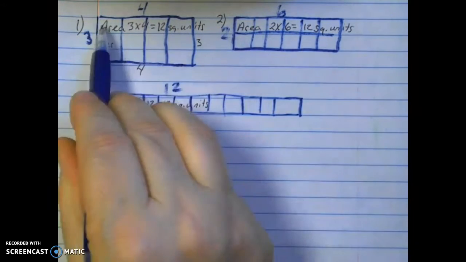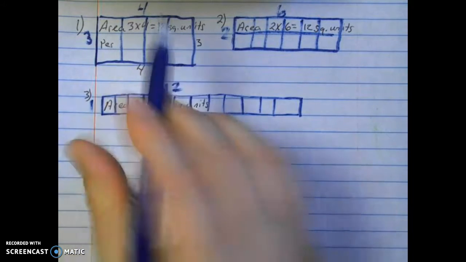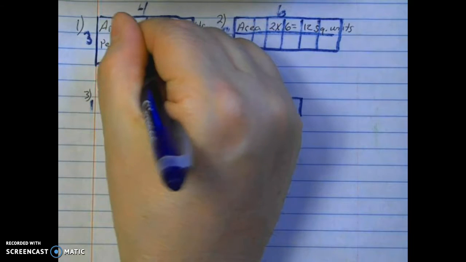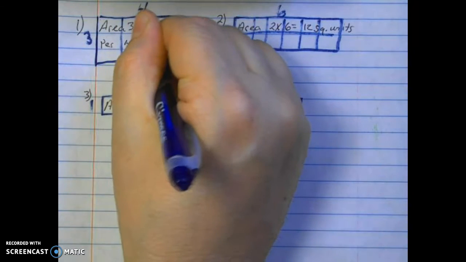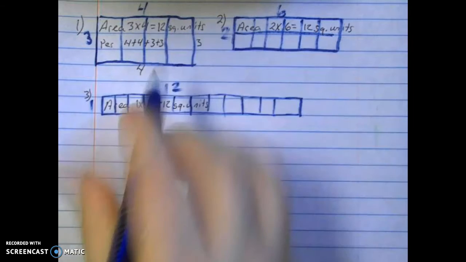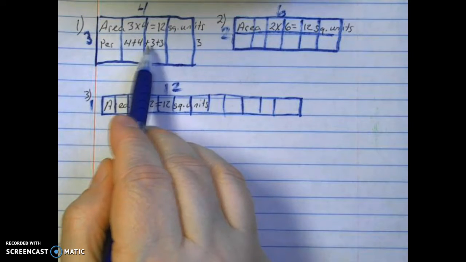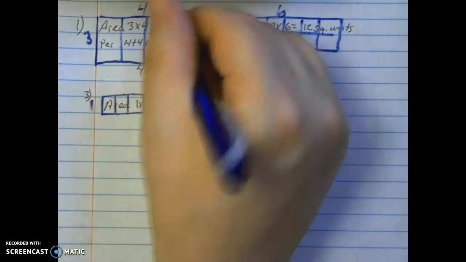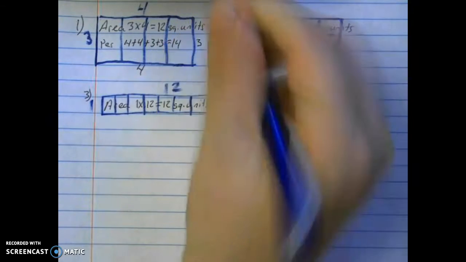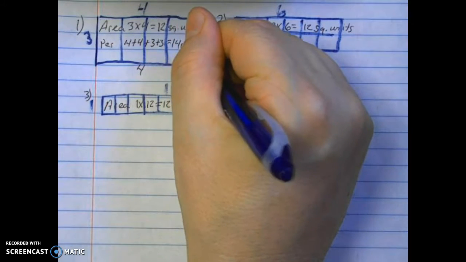To find the perimeter, we add those numbers going around. So it's 4 plus 4 plus 3 plus 3. 4 plus 4 equals 8, plus 3 is 11, plus 3 equals 14. And we would just call it units at that point.